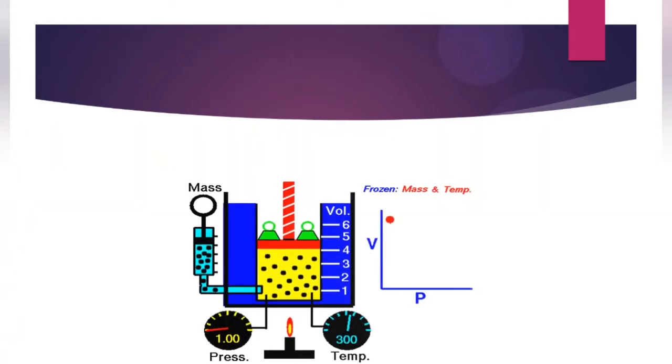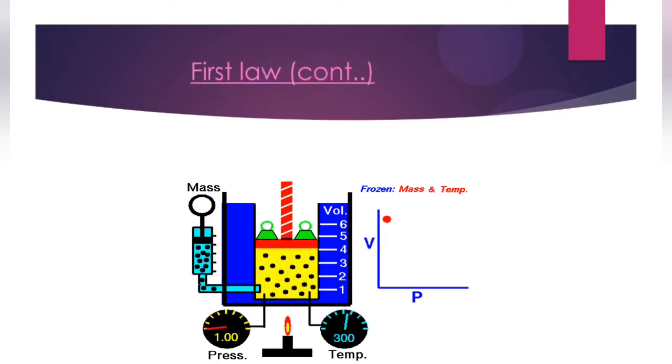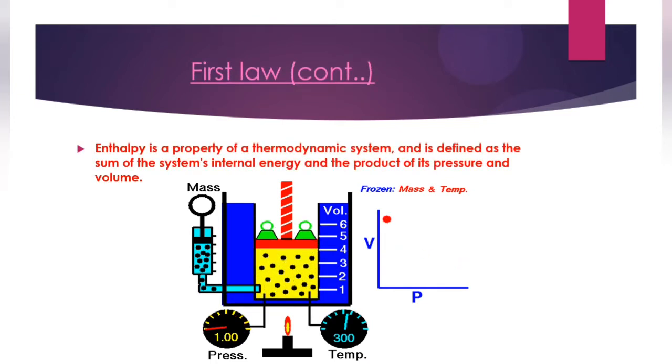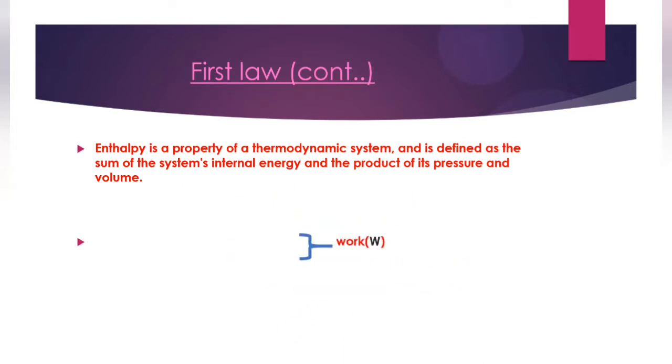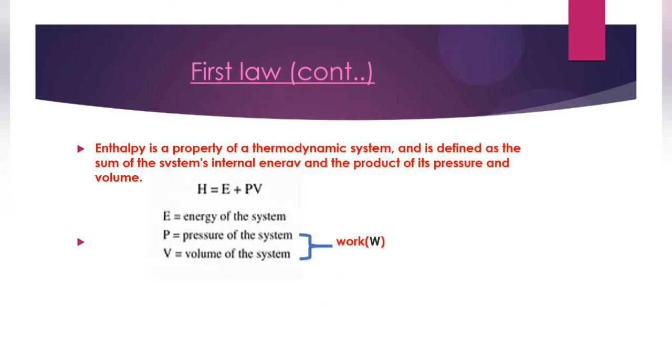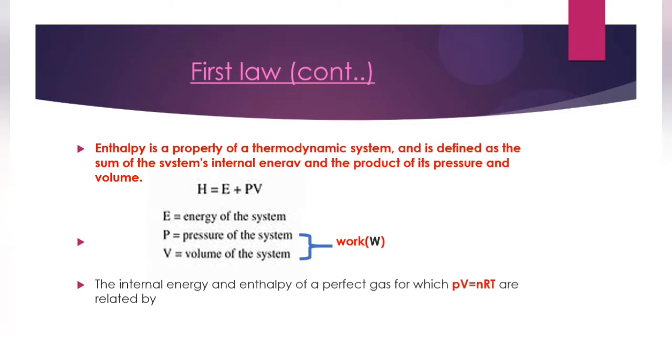Enthalpy is a property of a thermodynamic system and is defined as the sum of the system's internal energy and the product of its pressure and volume. In this short video clip, you can see mass and temperature constant. When pressure increases, volume decreases. The equation is H equals E plus PV. E stands for energy, P stands for pressure, V stands for volume. P and V together are considered as work. The internal energy and enthalpy of a perfect gas, for which PV equals nRT, are related by H equals E plus nRT.